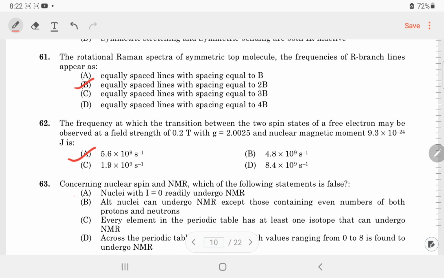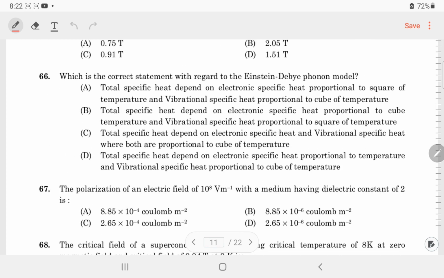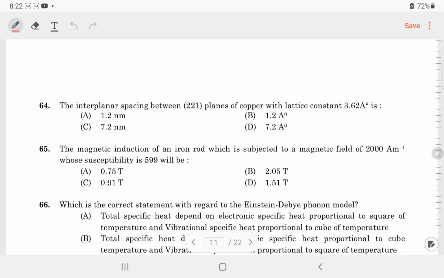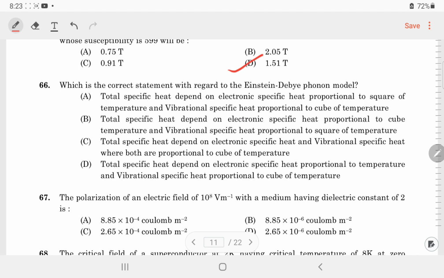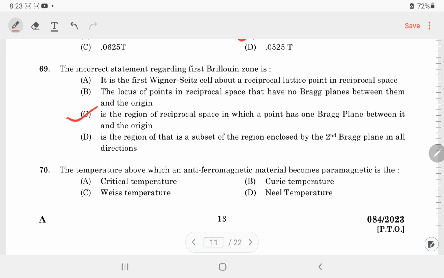63, option A. 64, option B. 65, option D. 66, option D. 67, option A. 68, option B. 69, option C. 70, option D.